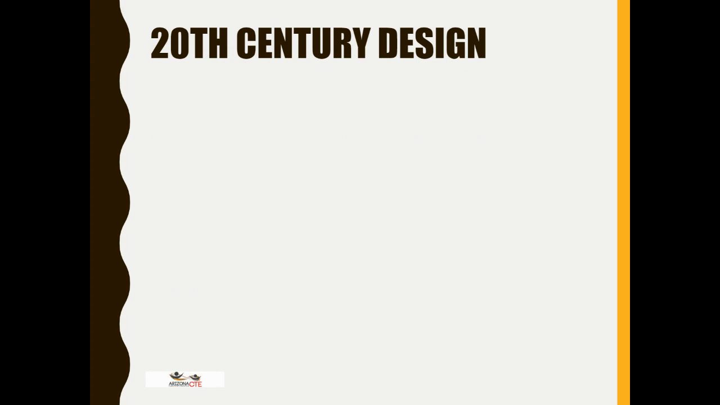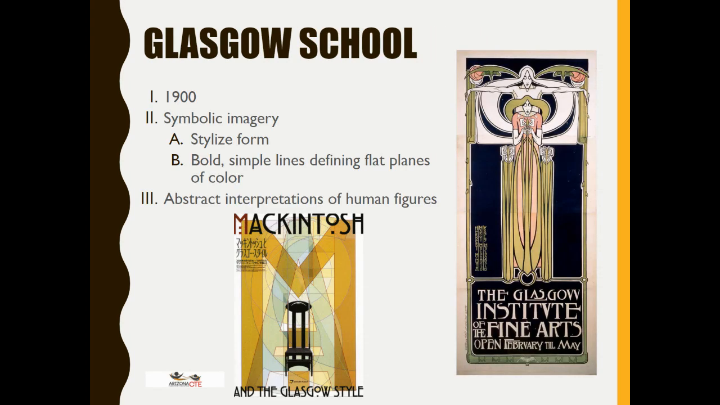All right, now we're going to talk about 20th century design. So now we're getting into the late 1800s, early 1900s in our design. So right after that Art Nouveau movement, we start to see 20th century design coming through. First one we're looking at is the Glasgow School. So that was about 1900, and they used a lot of symbolic imagery and stylized forms.